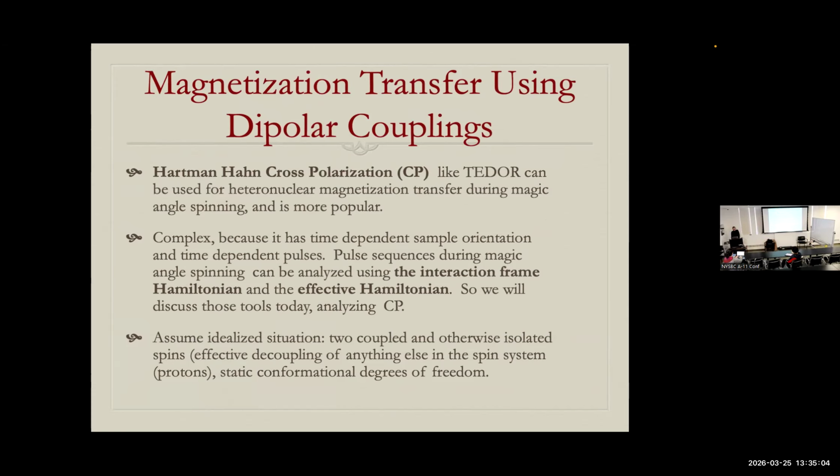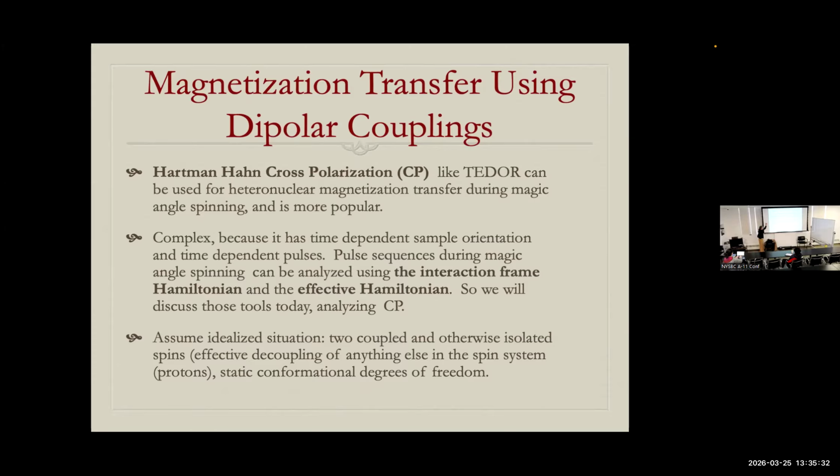So, like the pi pulse train from Jake Schaefer, this cross polarization could be used as a heteronuclear magnetization transfer during magic angle spinning, and it's overall more popular. They each have advantages and disadvantages, and sometimes I think we should be using the pi train more often than we are, but I would say if you look at the literature, you see more of these CPs and double CPs. So it's a big one to understand.